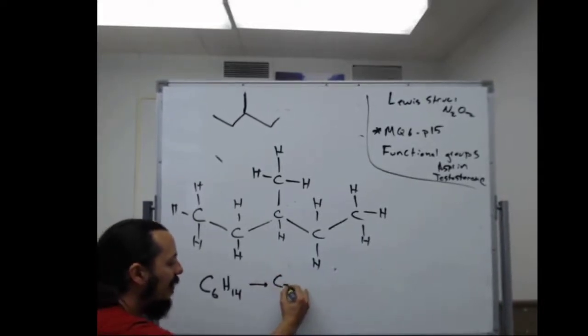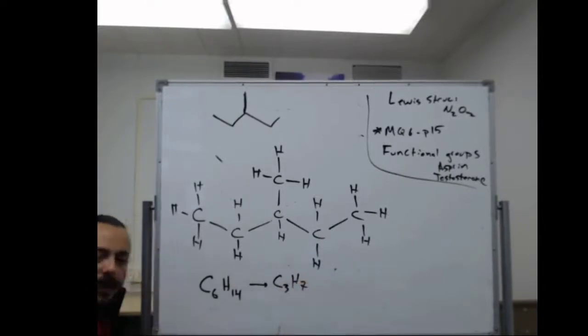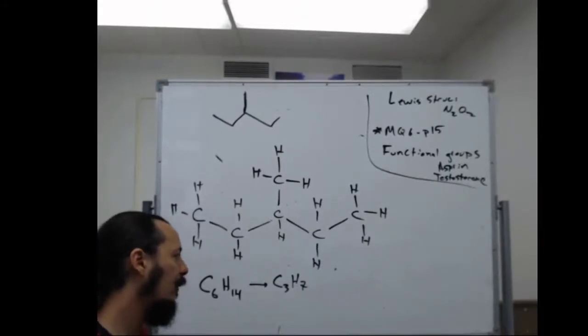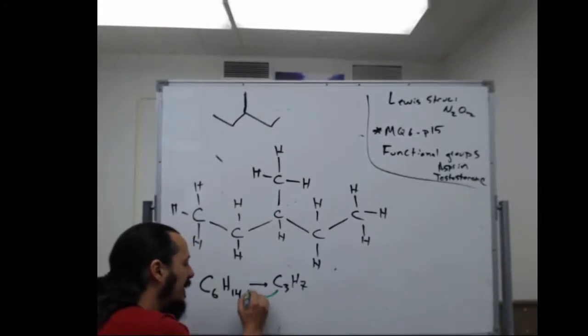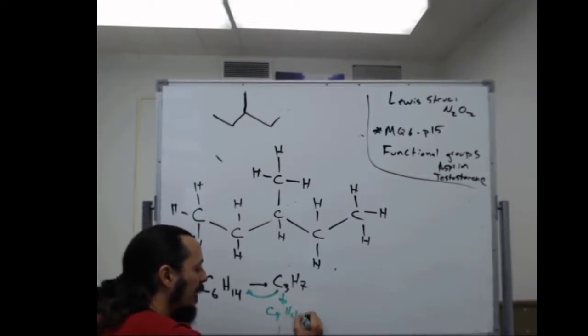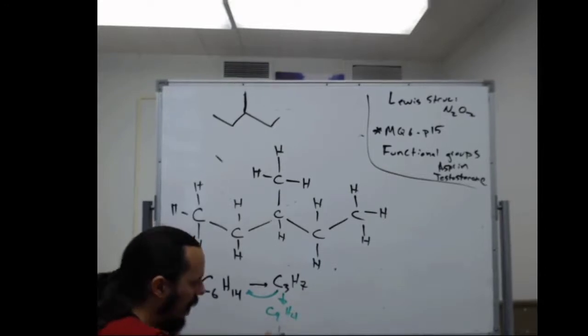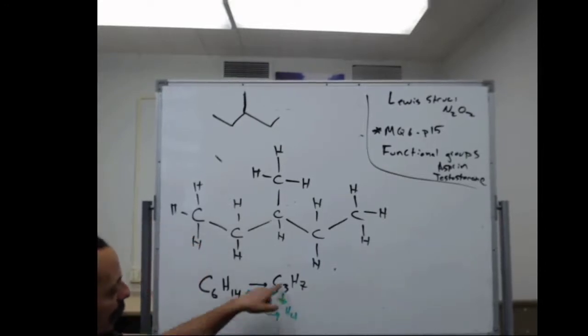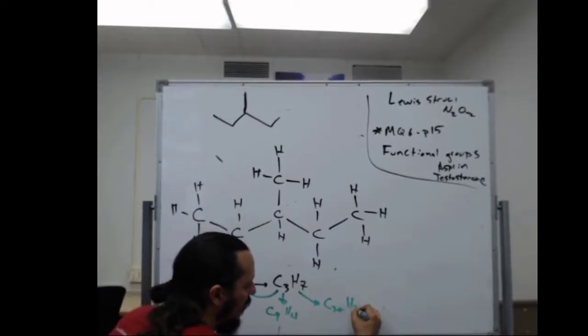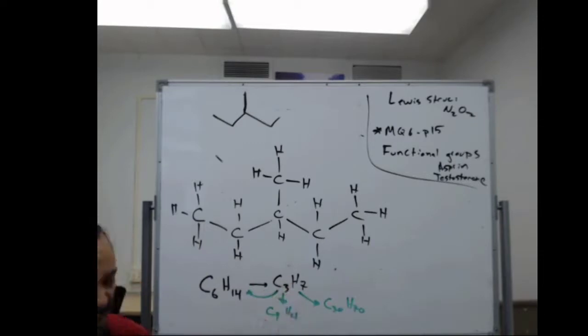So C3H7 would be the empirical formula. Interestingly enough, C3H7 has a whole lot of things that it's the empirical formula for. Yeah, it could be C6H14, but it could also be C9H21, right? Because the ratio, divide by 3, you get the same thing. It could be C30H70. Divide by 10, you get the same thing.